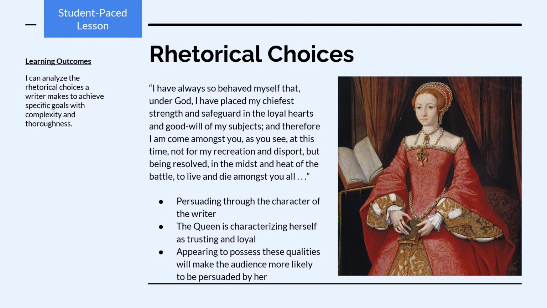This is an example of persuading through the character of the writer, because the Queen is characterizing herself as trusting and loyal to the soldiers. By appearing to possess these qualities, the Queen is trying to make her audience more likely to be persuaded by her message.